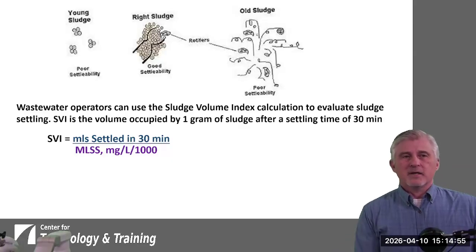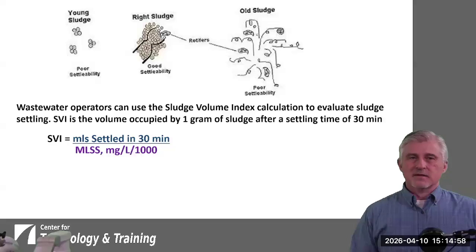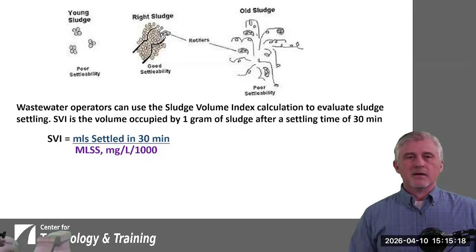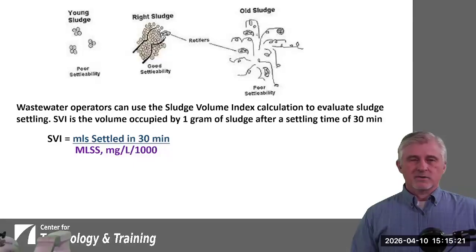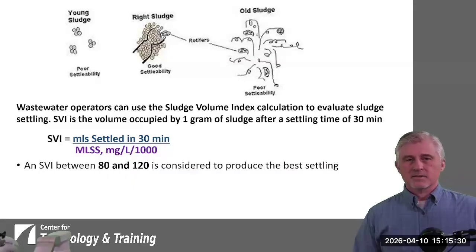We look at the sludge volume index to evaluate how the sludge is settling. SVI is the volume occupied by 1 gram of sludge after a settling time of 30 minutes. So SVI is equal to the milliliters settled in 30 minutes divided by the MLSS concentration, times 1,000. For our purposes, we would like to have a sludge volume index between 80 and 120. That typically produces the best settling.